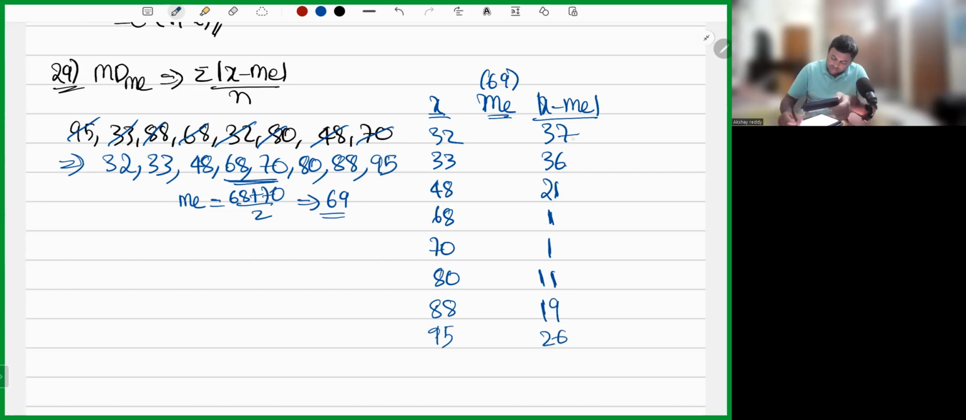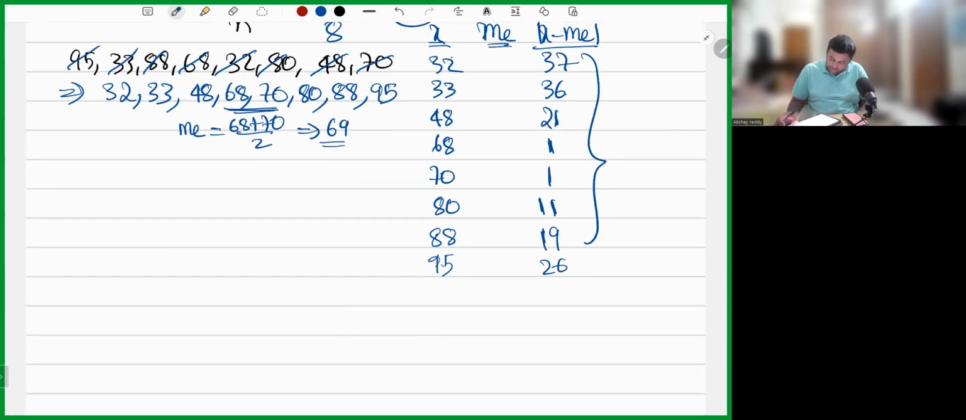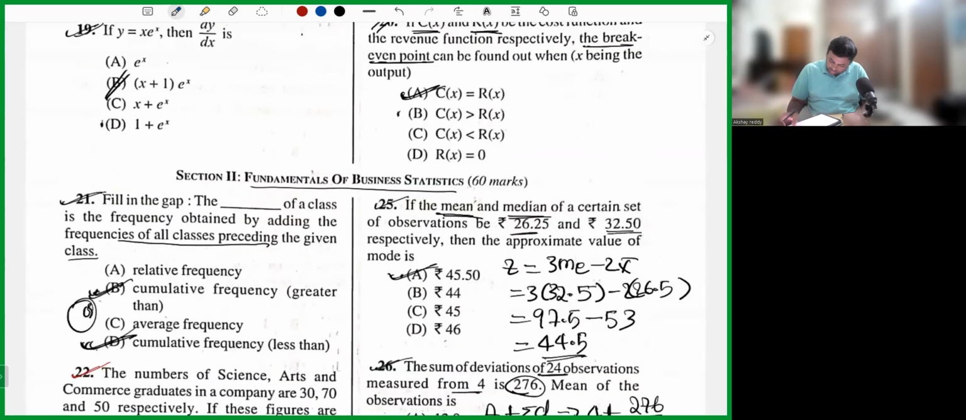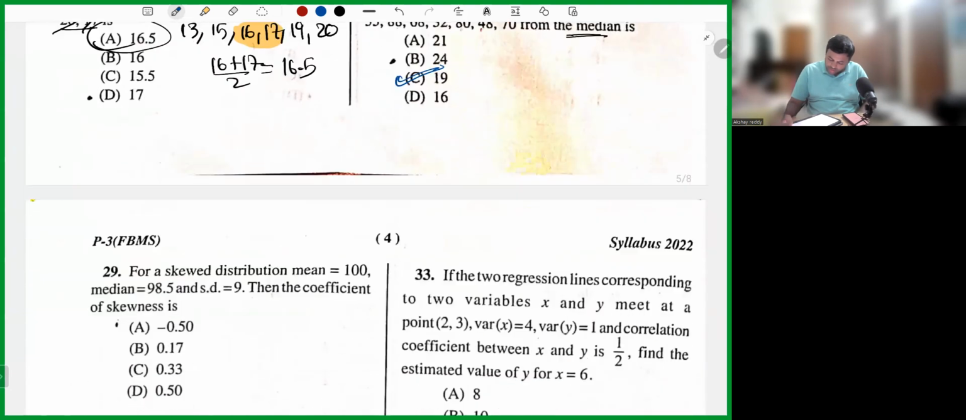26. Let's add the total, my dear friends. 37 plus 36 plus 21 plus 1 plus 1 plus 11 plus 19 plus 26. 152 whole divided by 8 observations, 19. So what is the mean deviation taken from median? Mean deviation taken from median is simply 19. So what is the answer, my dear friends? Answer is simply 19. Next.